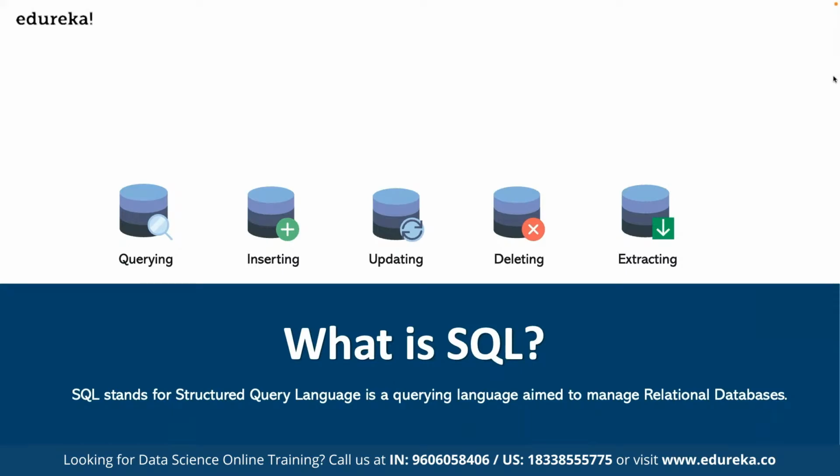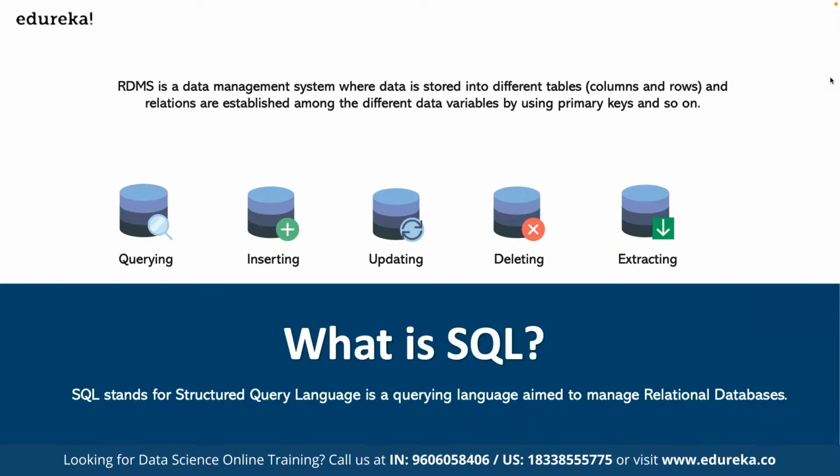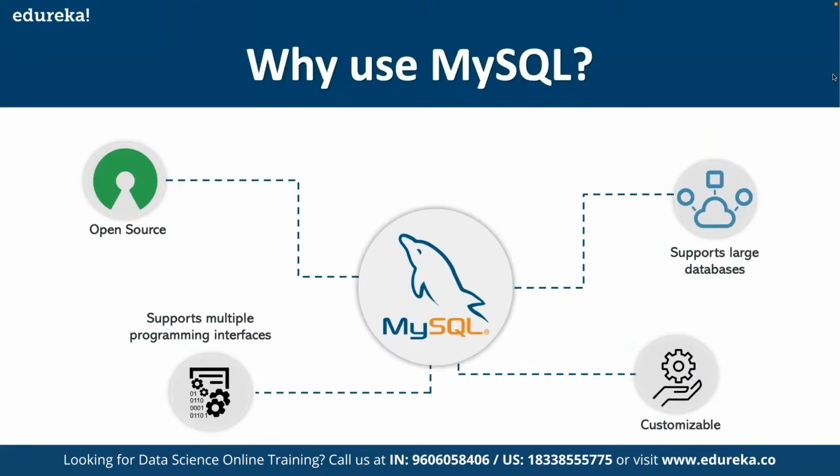And RDBMS is basically a data management system where data is stored into different tables, as we discussed, in terms of rows and columns. And the relations are established among different data variables by using the primary keys and the other components step by step. MySQL has been one of the most popular database engines because of multiple reasons. First of all, it is open source. That means there is no licensing involved here.